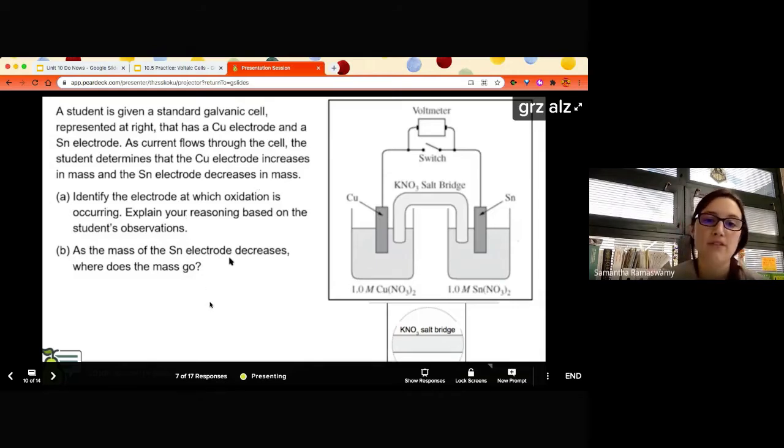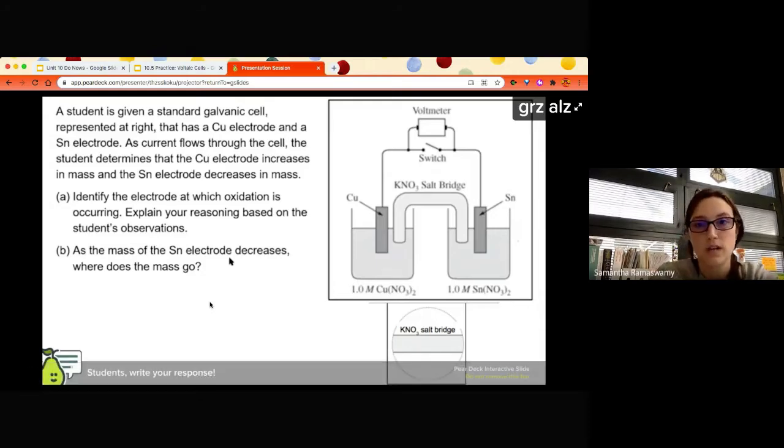Part A says identify the electrode at which oxidation is occurring, explain your reasoning based on the student's observations. And then part B, as the mass of the tin electrode decreases, where does the mass go? So take just a minute or so and answer both A and B. Good, and I see a lot of people starting by labeling both electrodes based on the student observations.